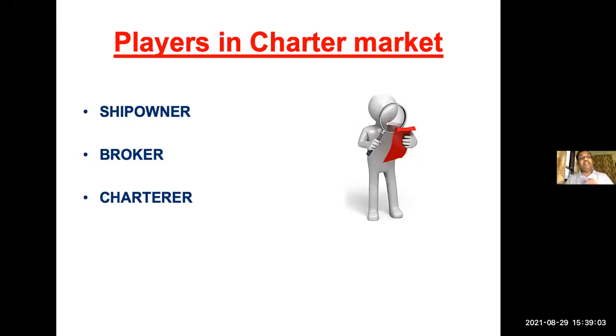A charterer can be a shipper, a supplier, a consignor. A charterer can be a consignee, the receiver of cargo. A charterer can be a trader, a speculator, or even an arbitrage trader. A charterer can also be an agent or a broker.